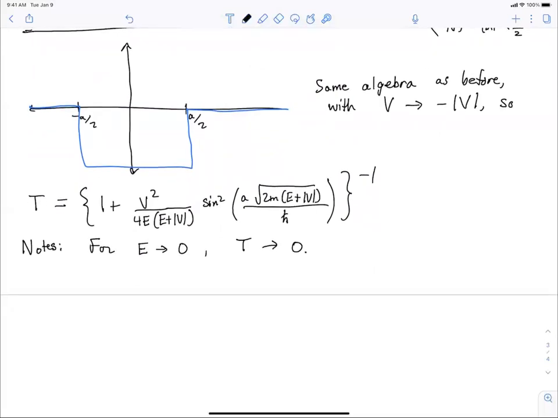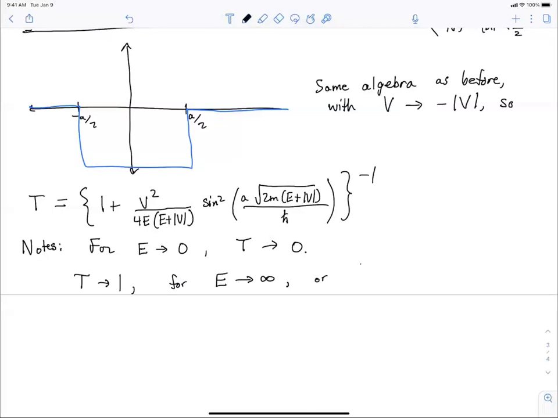On the other hand, you can have transmission going to 1, just as before. Okay, first of all, if the energy is very large, once again, it doesn't care whether there's a well there or a barrier or what, doesn't matter. It's just going to transmit. Or it can get transmitted again if the argument of this sine function happens to give you a 0 value for the sine function.